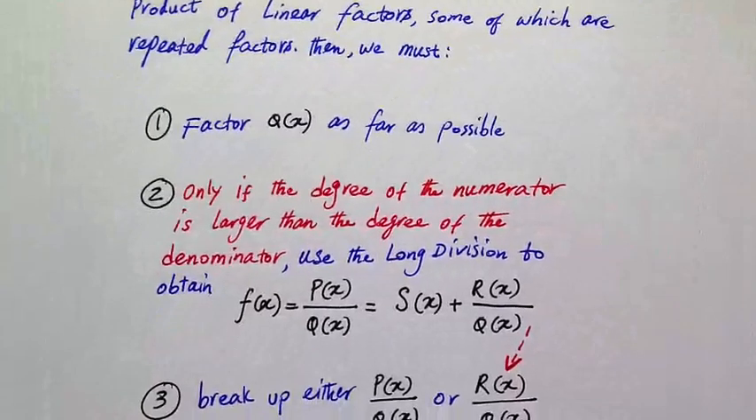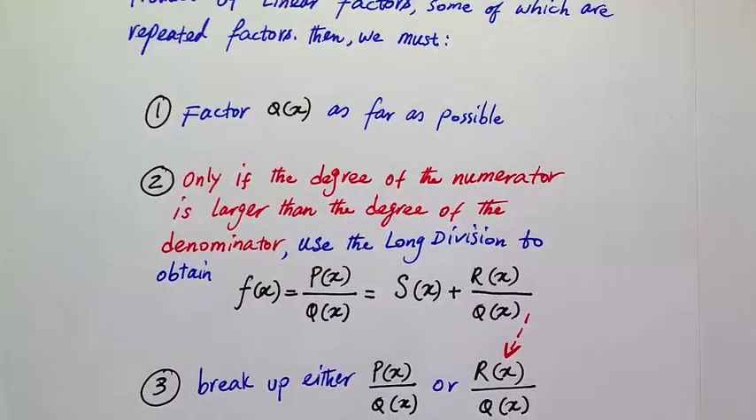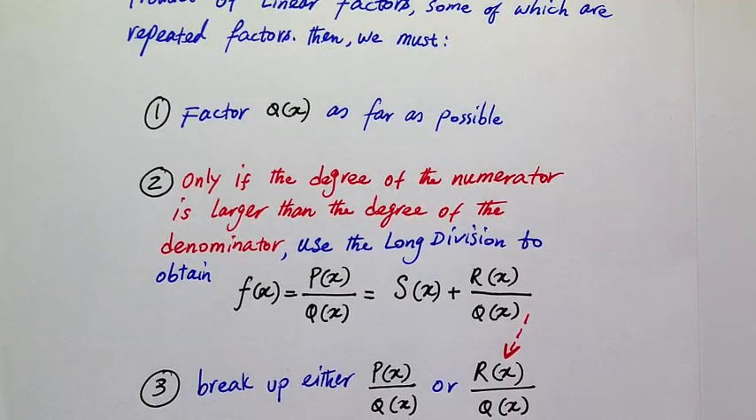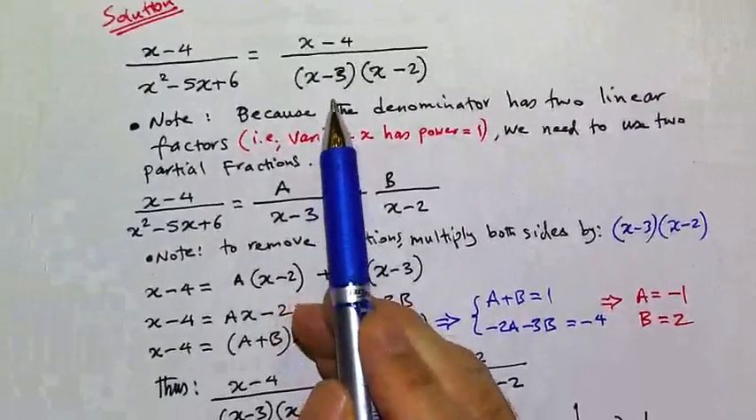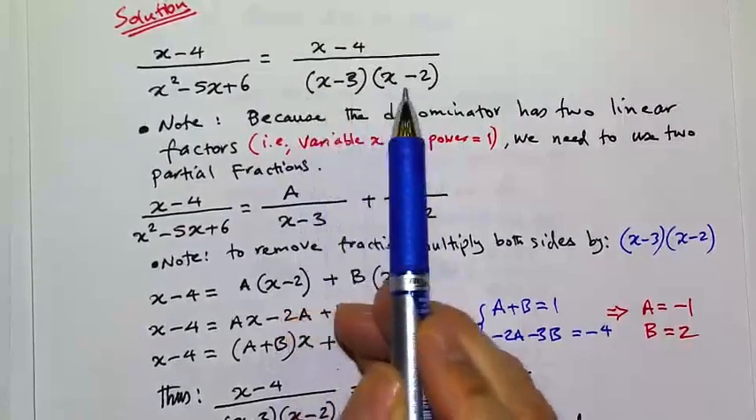All right, so I hope that agrees with what you had in your own solution there. So that was case 1, where we have non-repeating linear factors in the denominator. All right, let me bring it back. That's case 1: non-repeating linear factors in the denominator, right?